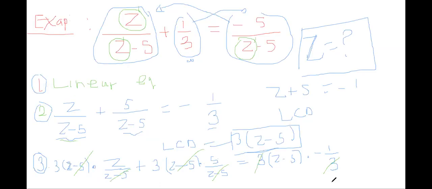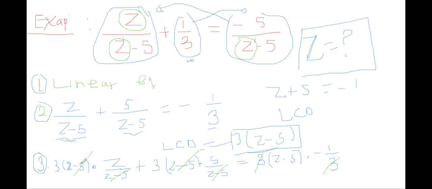Then we will have something like this. Let's go back. So it will be 3z. We will have it. So we have something like this, 3z. How did we get that? We cancel this, 3 times this. This is 1, this is 1. So it's 3z plus, we cancel this. So this will be 15.